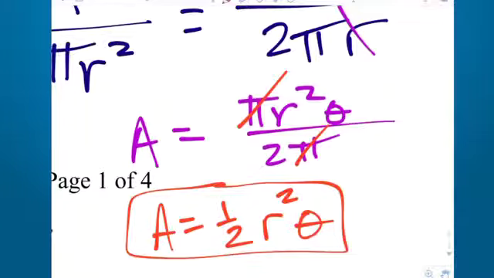Good. 1/2 r squared theta. You think I'll give that to you on a quiz or a test? Say no. No, I will not. You have to know it. Okay? But you don't forget your baby's name, do you?